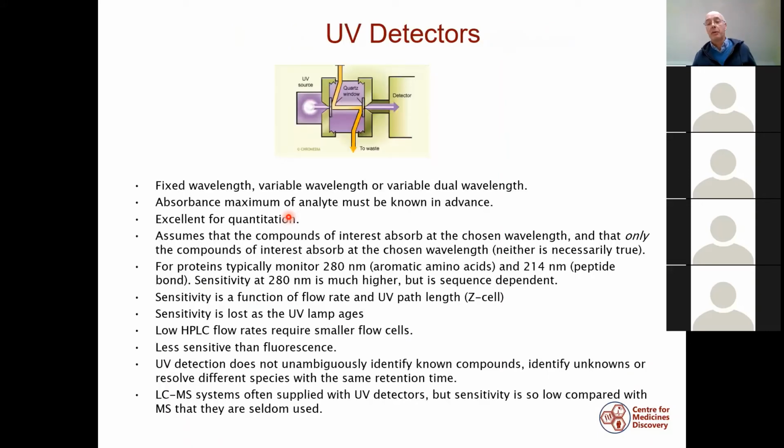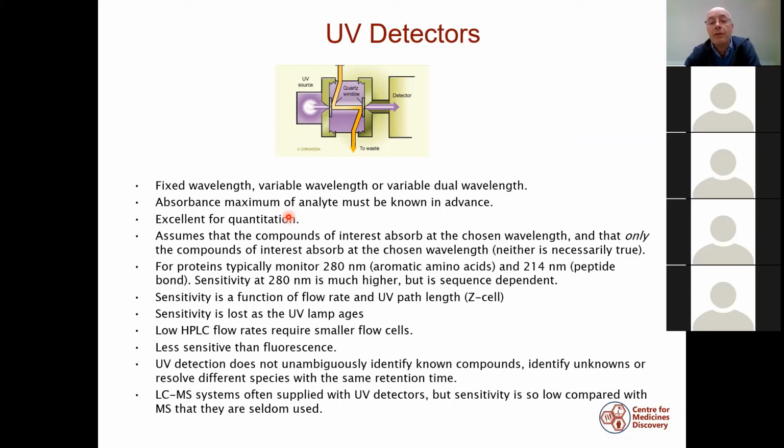I'm just going to say something about detectors. UV detectors, there are different types. You can have fixed wavelength, you can have variable wavelength, or more frequently dual wavelength. You must know the absorbance of your analyte in advance. They're very good for quantitation. If you're using UV, the assumption you're making is the compound of interest will absorb at the chosen wavelength, and that's the only thing that is going to absorb at that wavelength. And that's not necessarily true.